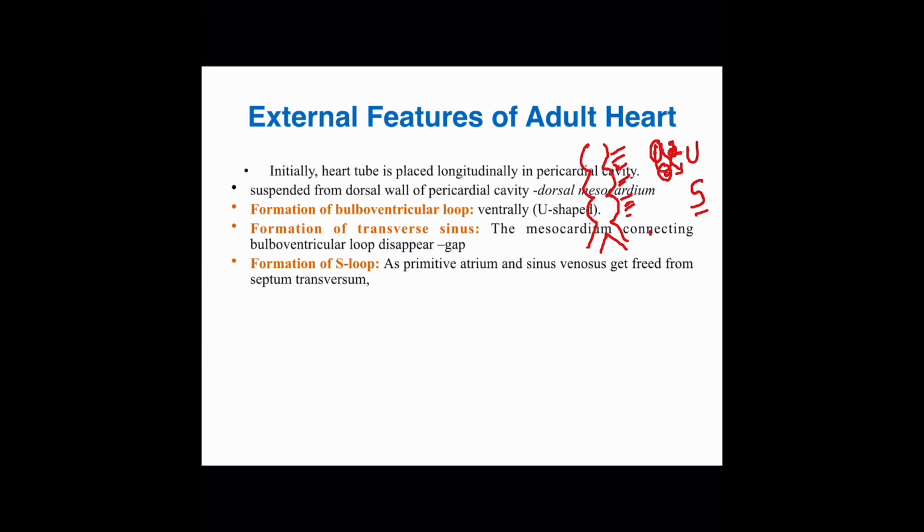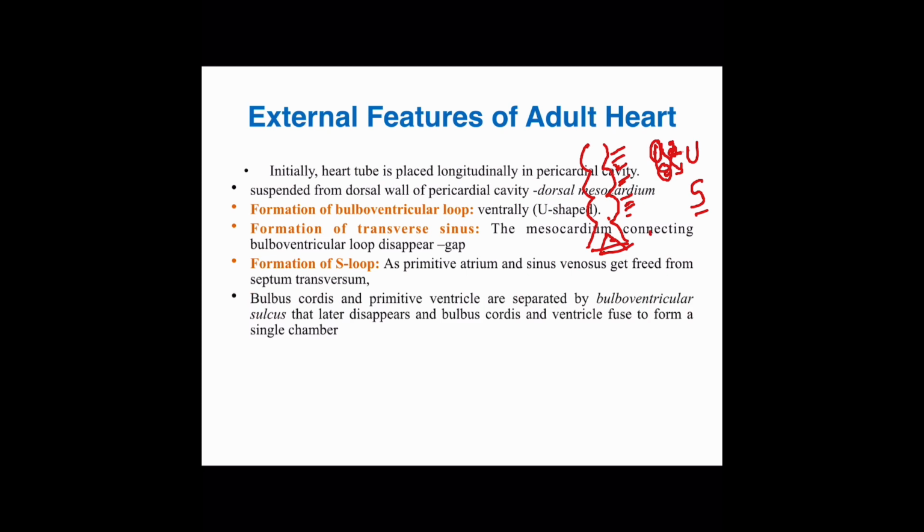Then there is formation of the S loop as the primitive atrium and sinus venosus get free from the septum transversus. We know that below there is the septum transversus. These two structures separate from it and form the S-shaped loop. The bulbus cordis and primitive ventricle are separated by the bulboventricular sulcus, which later disappears, and the bulbus cordis and ventricle fuse to form a single chamber. So these are the external changes.